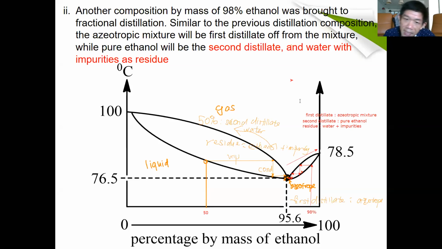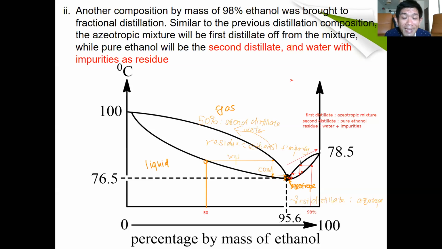So it depends whether you start from the left or from the right in here. If it is starting from the left, your first distillate will be the azeotropic mixture, then your second distillate will be water, because it is biased to the left. And then if you start at, let's say, 98% ethanol, your first distillate will be the azeotropic mixture, your second distillate will be pure ethanol, and the residue is water plus impurity.